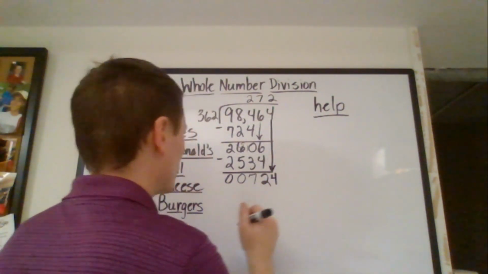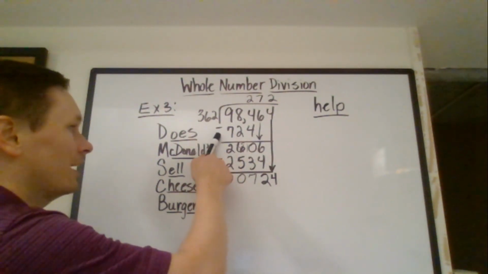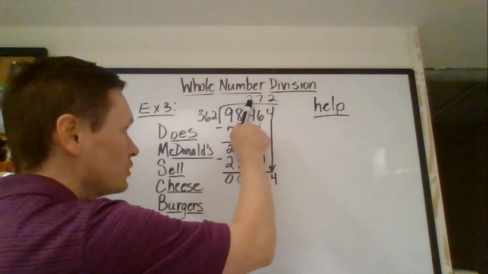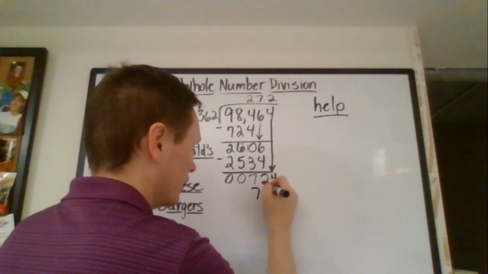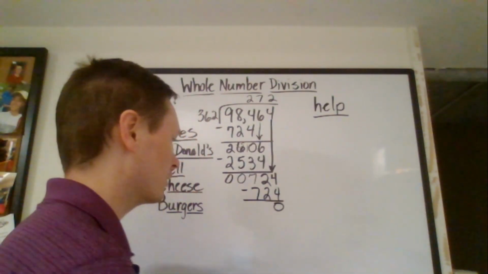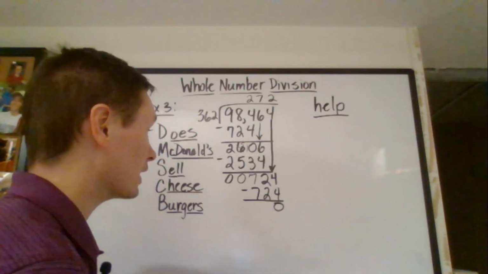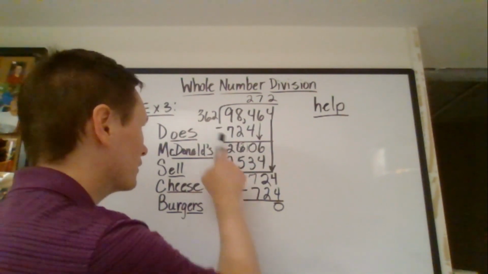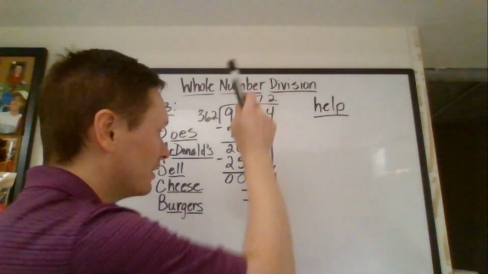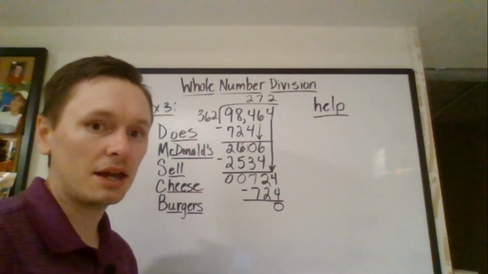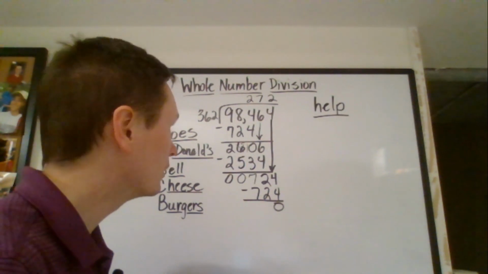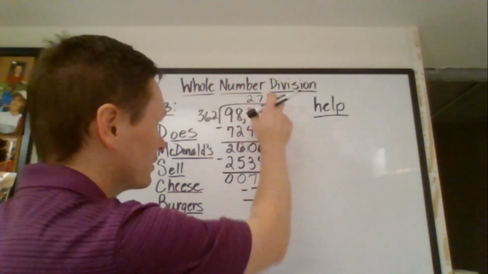So I have 724. Oh, look. I know I used 724 before, and I know that was 2 times, so it must be 2 again, which gets me 724, and I get 0. And again, I keep checking. 72 was less than, so I'm good. 0 is less than. I ran out of digits. I'm done. The answer is 0. And then down here, the answer is 272.